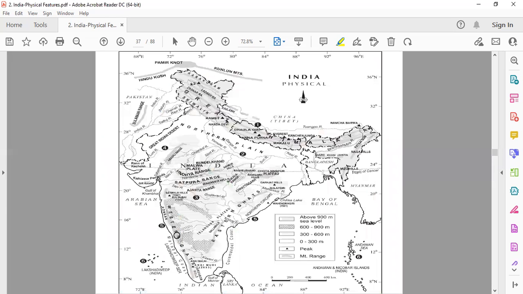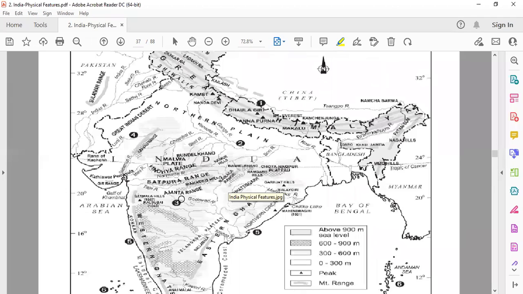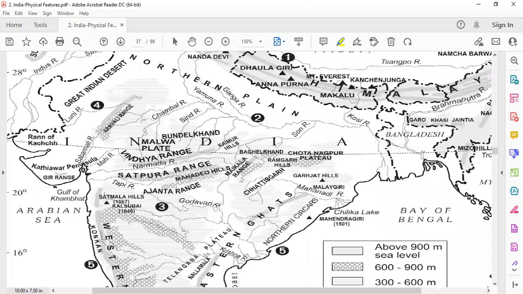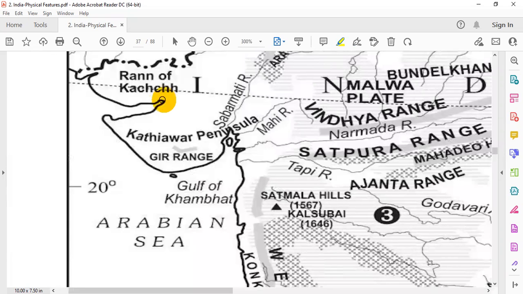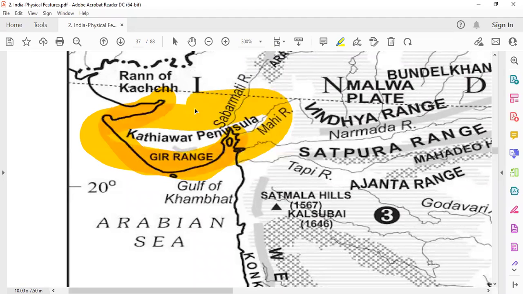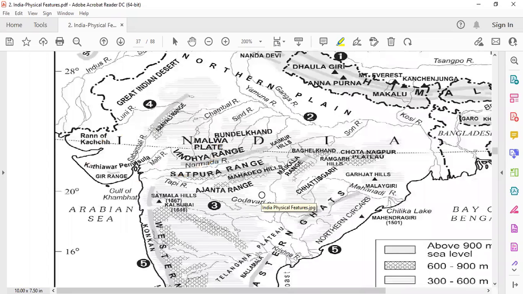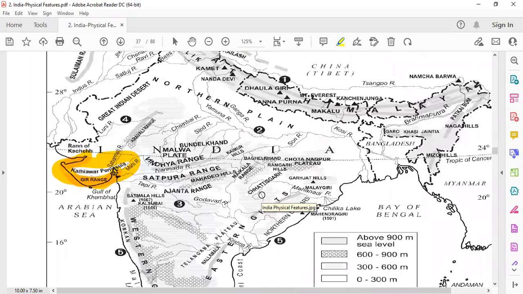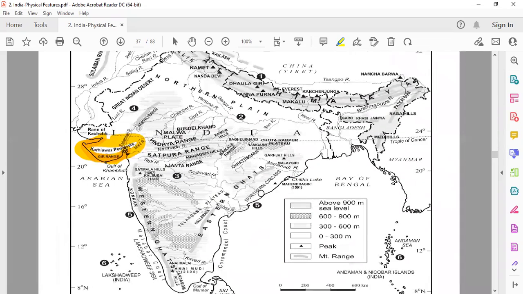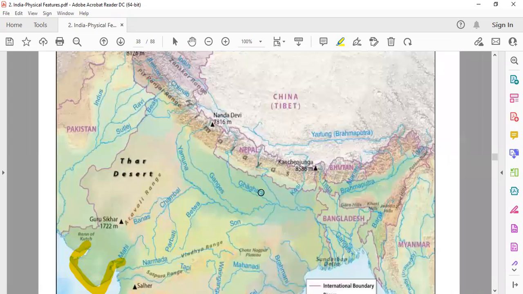This is also a piece of land getting out of water, jutting out into the sea. What is this? Kathiawar Peninsula. So you can give examples. There are many. We have seen 3 examples. Next.